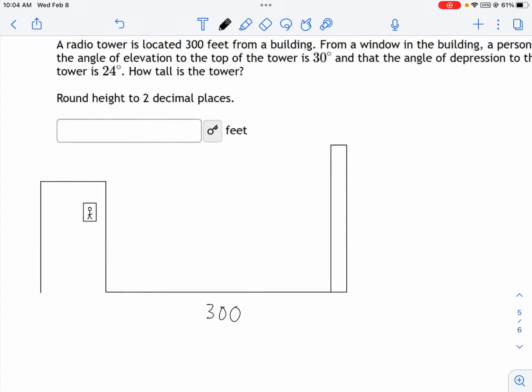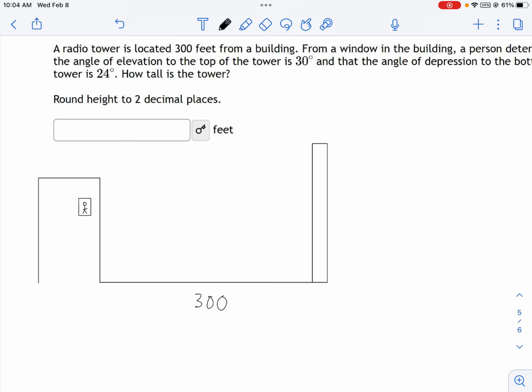Well, this is kind of an interesting case. So remember, wherever the line of sight is looking at, that is your horizon. So this person is looking straight out at the tower, and they'd say, okay, from this place an angle of elevation. Elevation means up. So to the top of the tower, we have an angle of 30 degrees. Now, this is obviously not to scale, but you'll get the idea when I draw it. And then from that horizon looking to the bottom of the tower, we get 24 degrees.